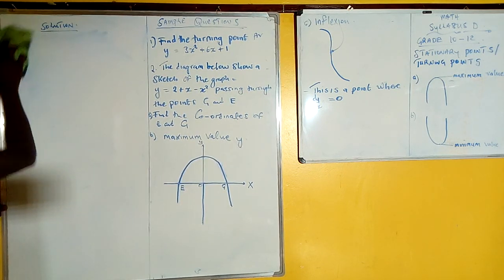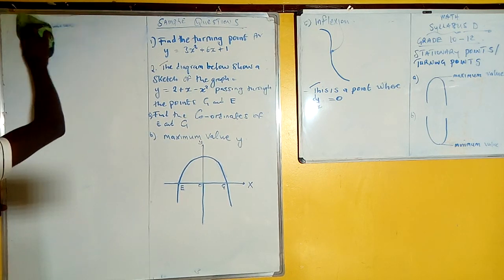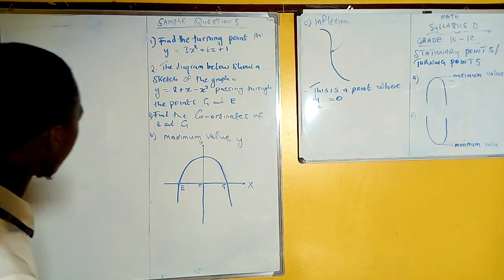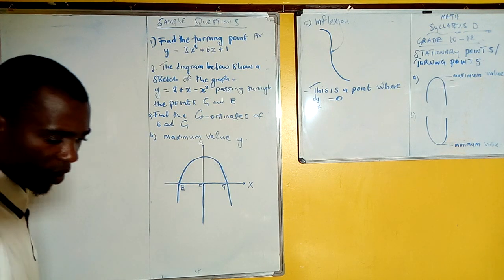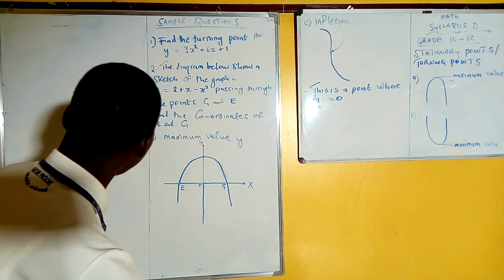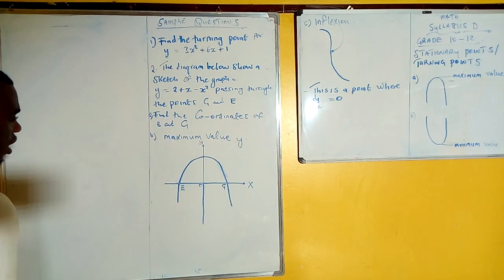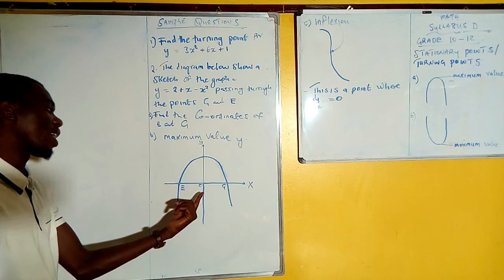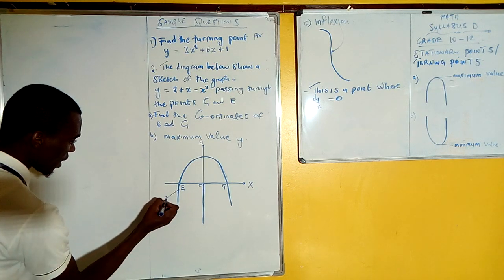Okay, so using the same knowledge, an extract of the question we have been given here reads, find the coordinates. The diagram below shows a sketch of the graph. So for the sketch of our graph now, they are saying we should find the coordinates of E and G. So this is basic thinking. Look at how this graph is cutting the x-axis.